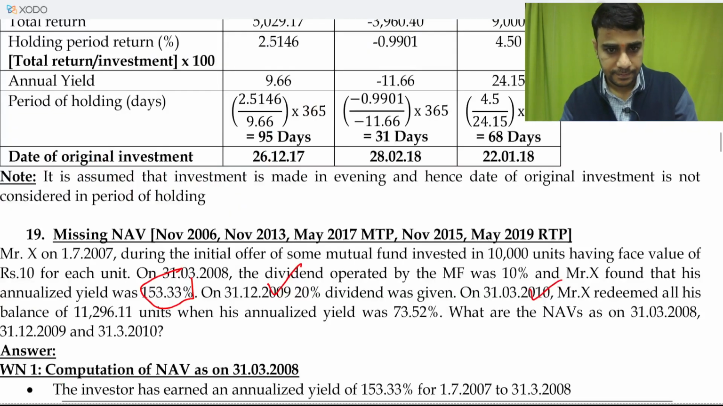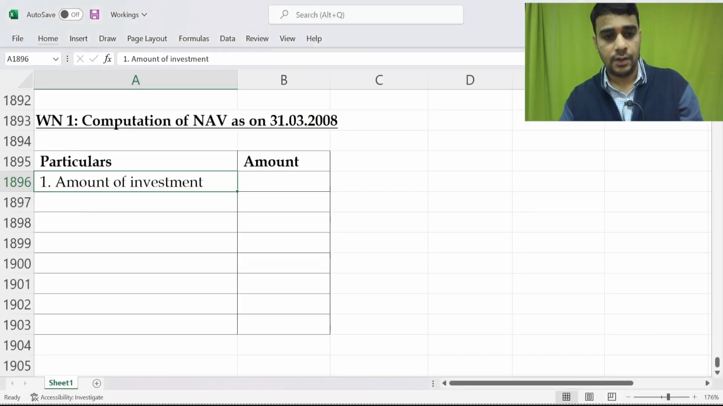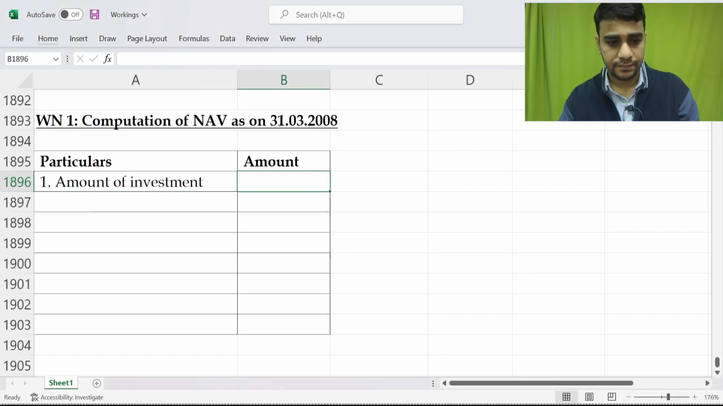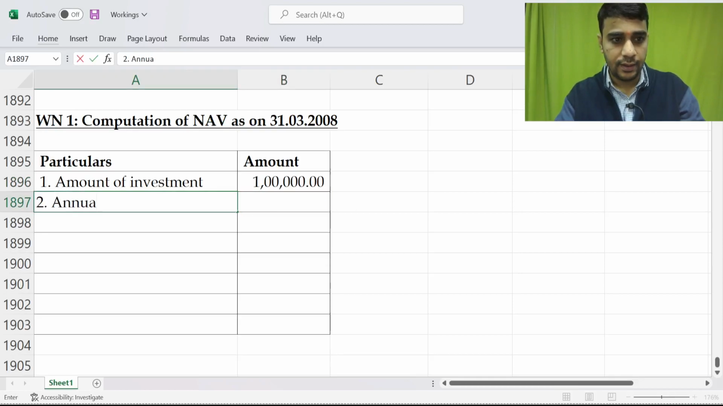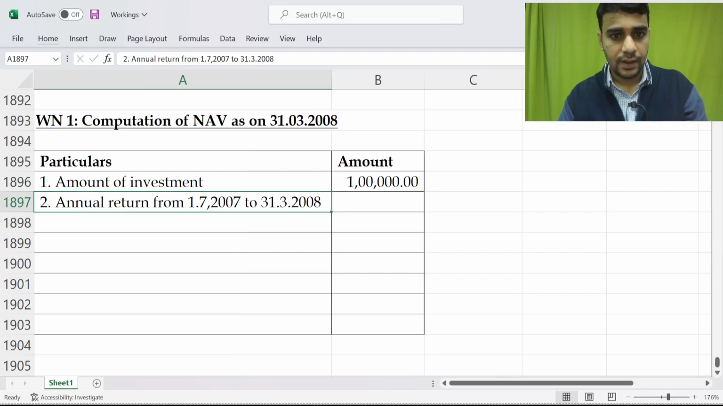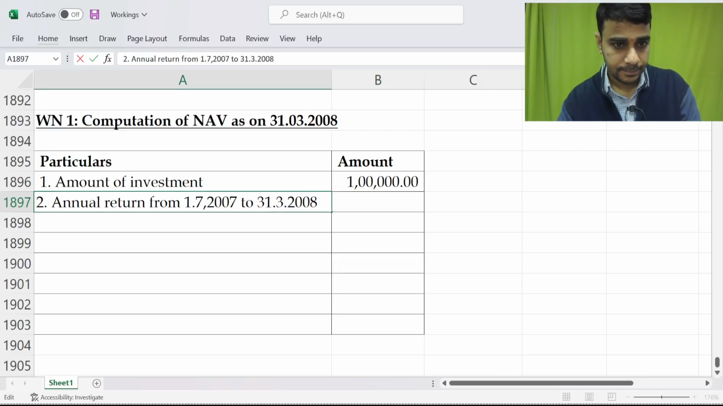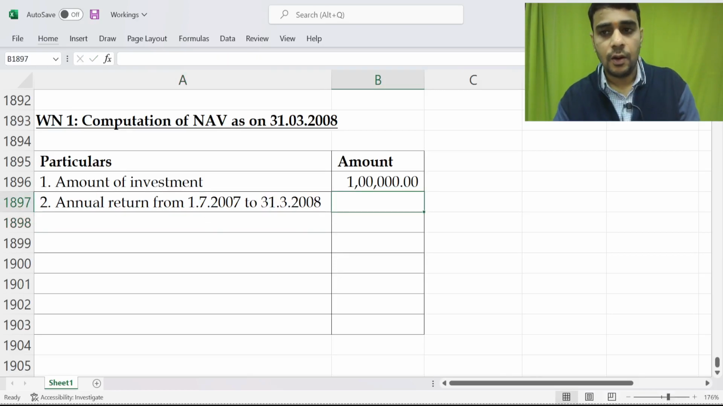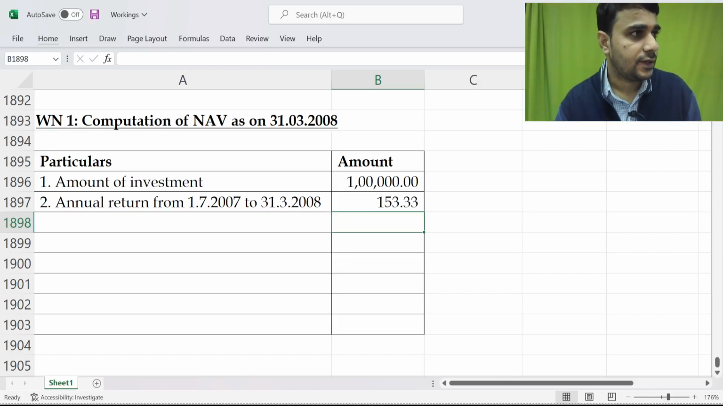Amount of investment. How much investment have we done? 1 lakh. Annual return from what is the date of investment? 1/7/2007 to 31/3/2008. Annual return from 1/7/2007 to 31/3/2008. What is the annual return? It's given in the question. 153.33. The annualized return is 153.33.